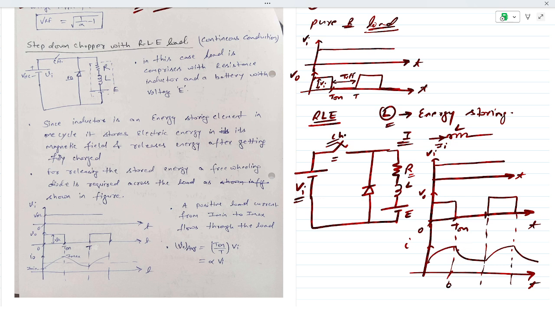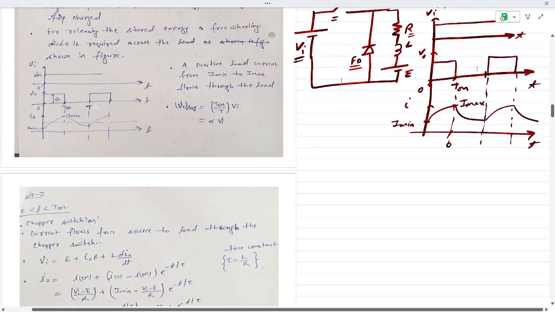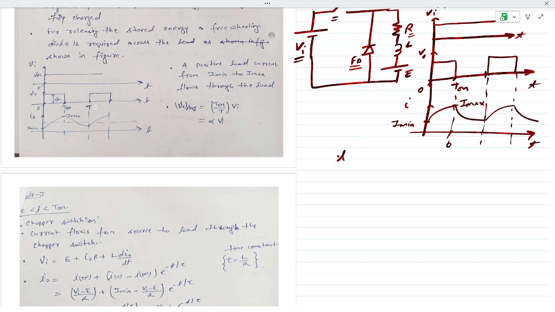In this case, we have to discuss this value and this value of current. Let's say this is the maximum value of current and this is the minimum value of current. So how to calculate the maximum and minimum value of current? Let us see. Let us divide the time zone. The first mode of operation is from 0 to T on.